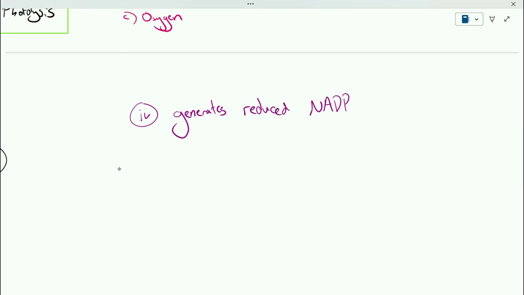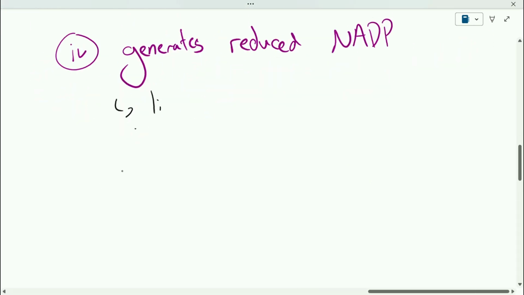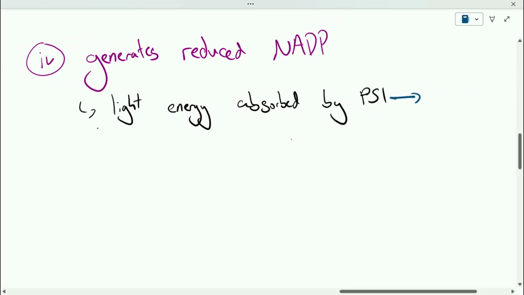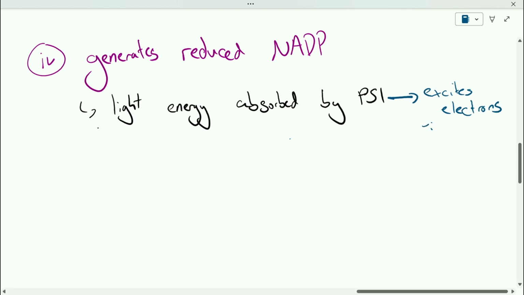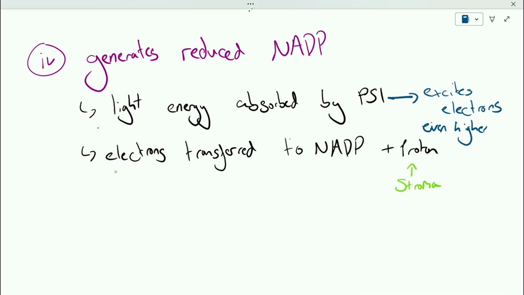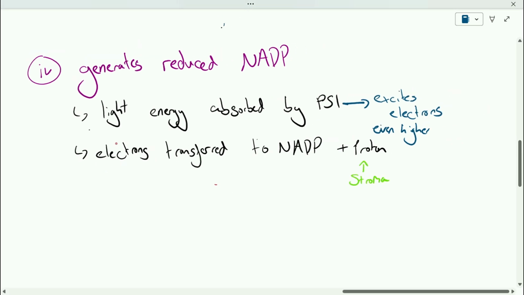Finally, reduced NADP is generated, and this occurs when light energy is absorbed by PS1, which excites the electrons again to an even higher energy level. Finally, the electrons are transferred to NADP along with a proton from the stroma to form reduced NADP.